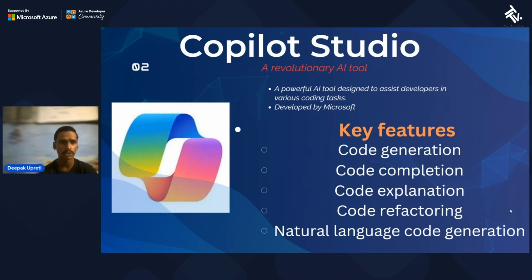Third is code explanation. Copilot Studio can explain the purpose and functionality of code segments, making it easier to understand and debug. Fourth, code refactoring. It suggests optimization and refactoring techniques to improve code quality and performance. Fifth, natural language code generation. Even if you are not a seasoned coder, you can describe what you want in natural language, in your regional language, and Copilot Studio will generate the corresponding code. These features are designed to streamline your workflow, enhance your productivity, and help you write better code. In the following slides, we will dive deeper into each of these features and see how they work in action.